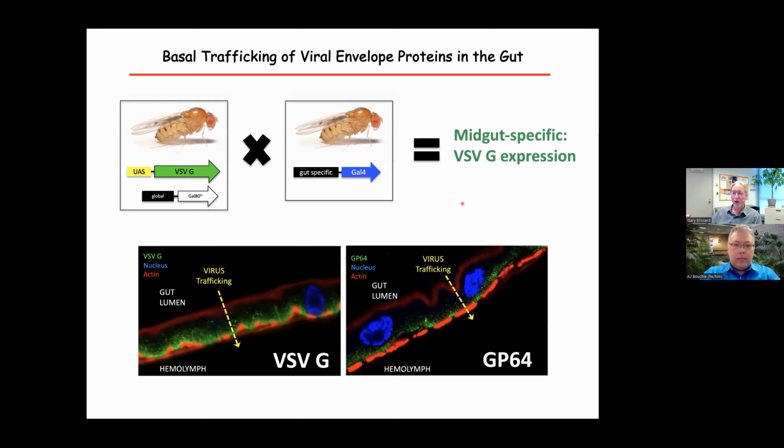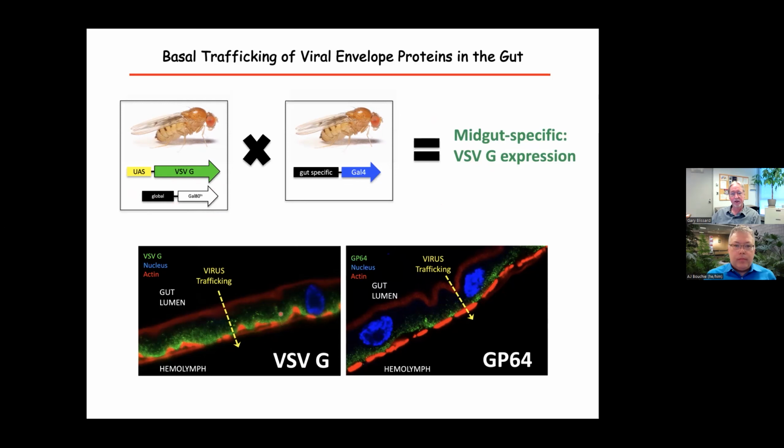In fact, we can turn on that protein when we want, using a repressor of GAL4 called GAL80, a temperature sensitive mutant. So we can grow these flies, and when we want to do our experiments, shift the temperature and turn on the expression of these envelope proteins.